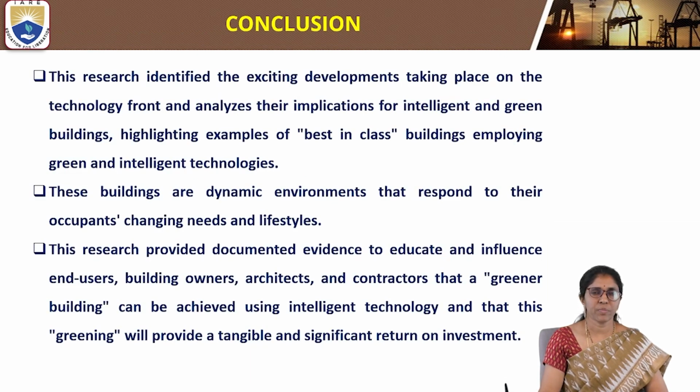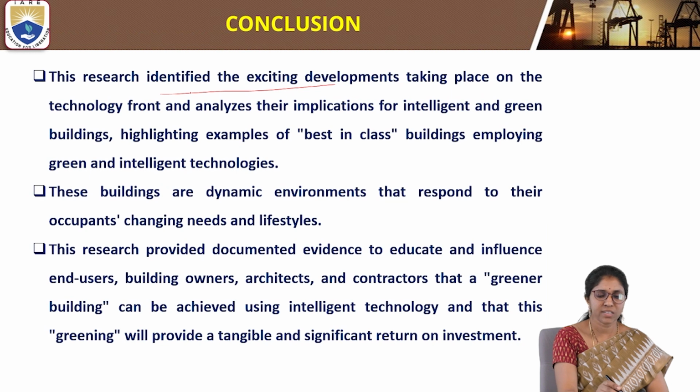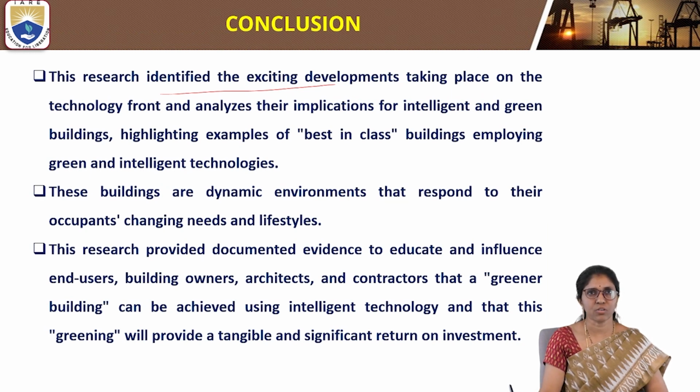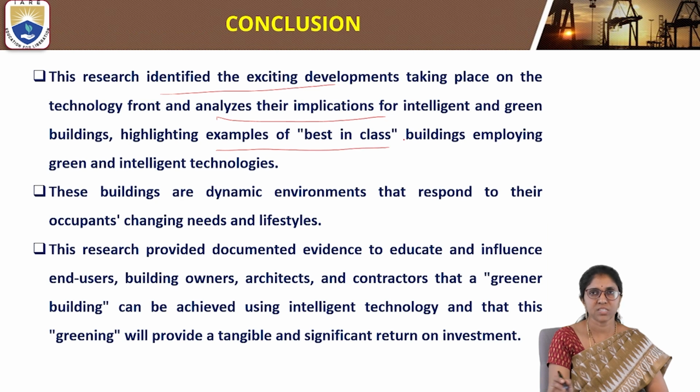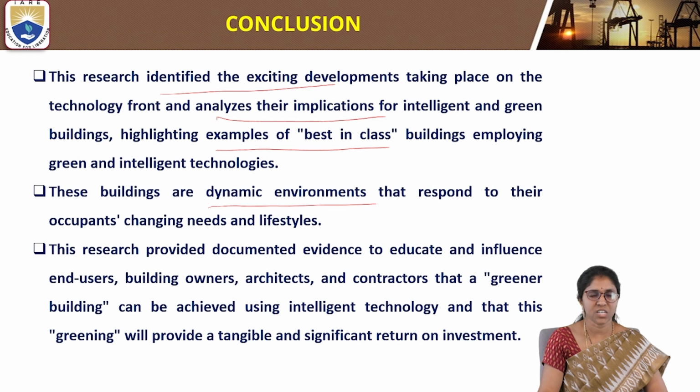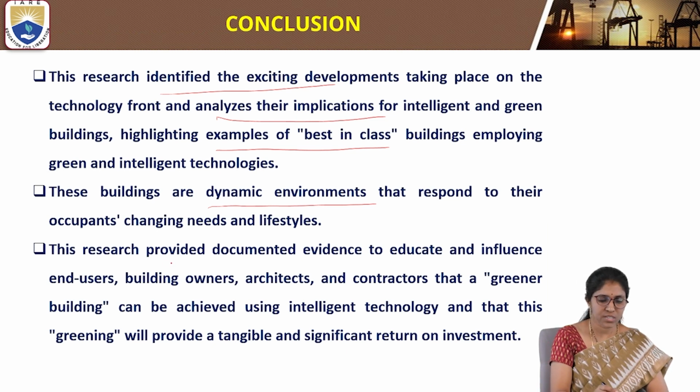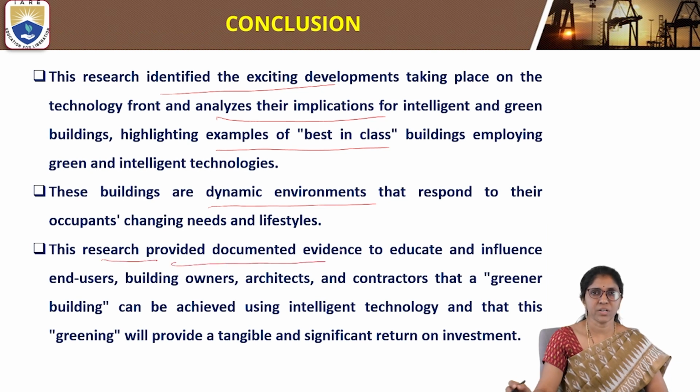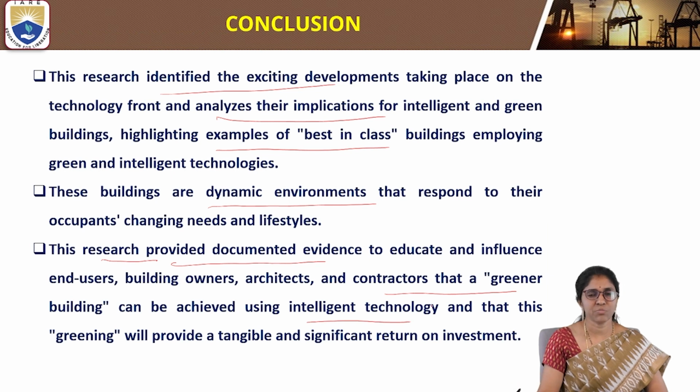The conclusion of this topic is that this research has identified the exciting developments taking place on the technology front and analyzes their implications for intelligent and green buildings, highlighting examples of best-in-class buildings employing green and intelligent technologies. These buildings are dynamic environments that respond to their occupants' changing needs and lifestyles. This green buildings research provides documented evidence to educate and influence end users, building owners, architects and contractors that a greener building can be achieved by intelligent technology.